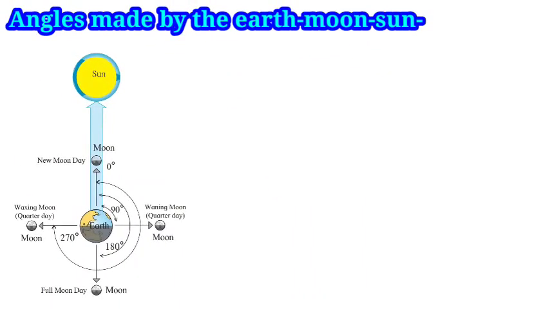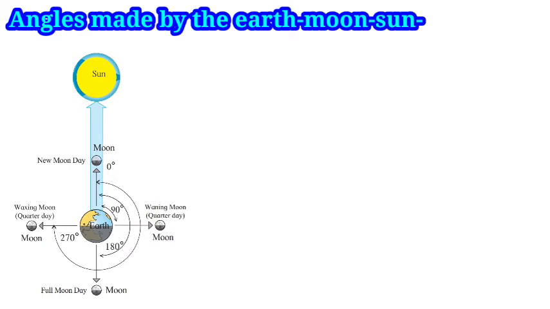Angle made by the earth, moon and the sun. See the figure. This figure shows the angle made by the earth, moon and the sun. We learn about the phases of the moon. We see the phases of the moon in the sky from the earth. They are the illuminated portion of the moon. They become visible due to the sunlight reflecting from the moon.